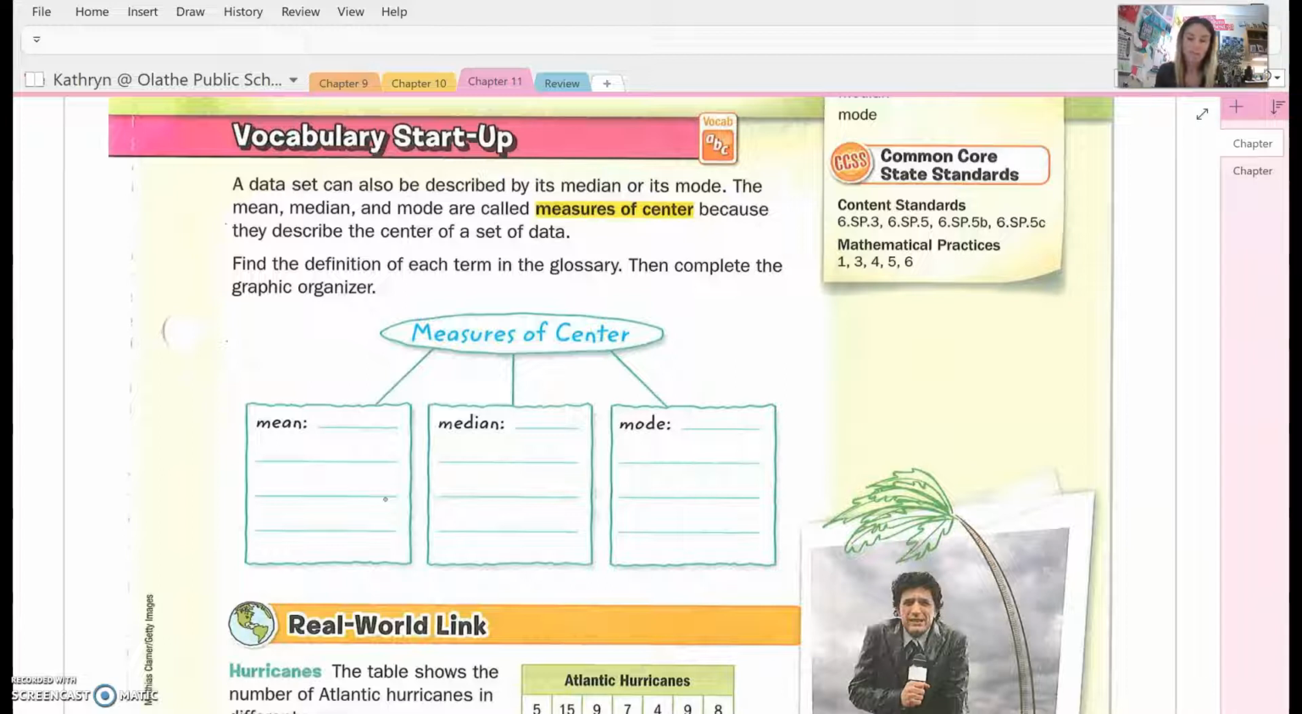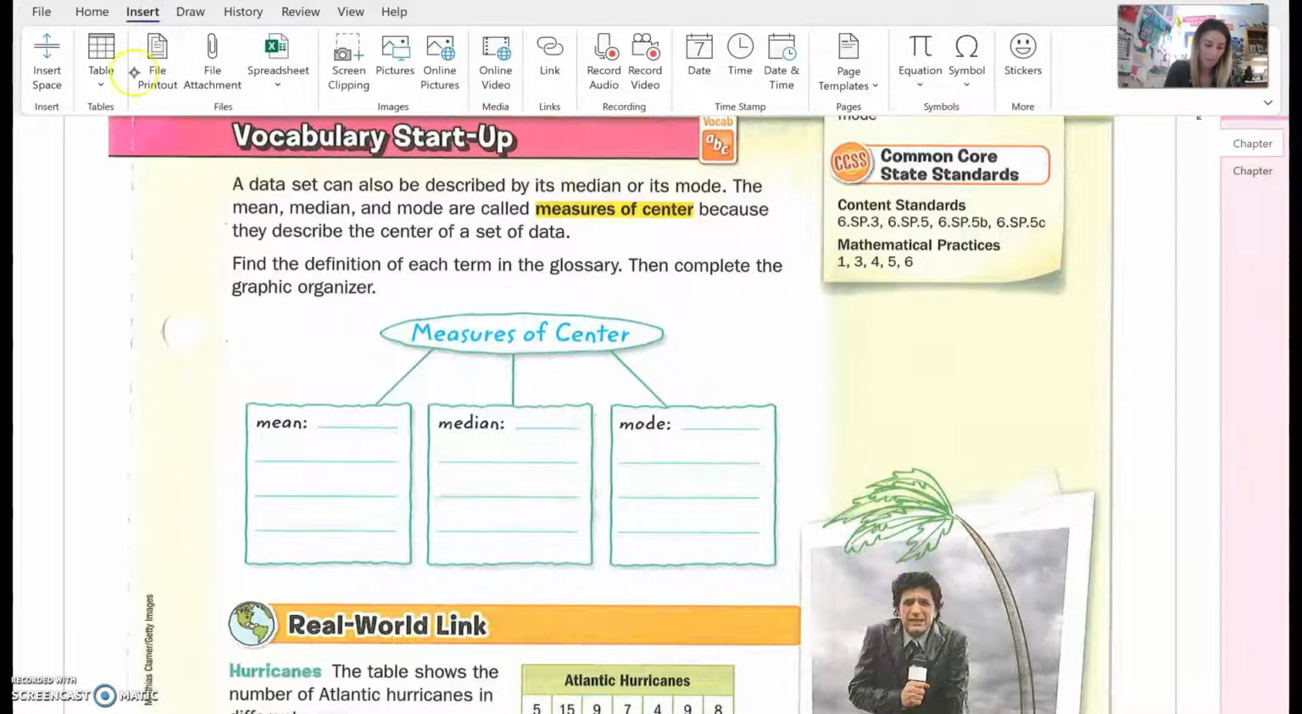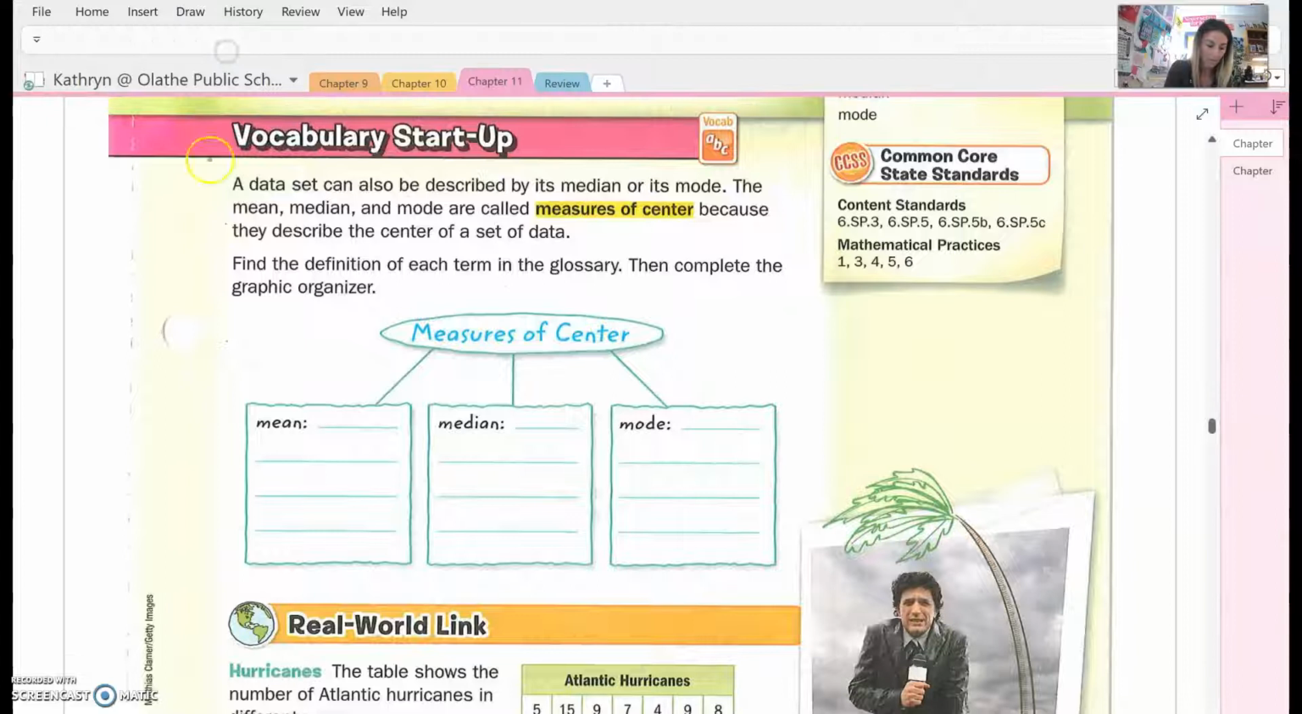We're going to talk about the measures of center. So taking a look at this. Whoops, let me get my pen going here. There we go. All right, the measures of center. A data set can also be described by its median or mode. Yesterday, we talked about mean, which we'll come back to. But now we're going to talk about the mean, the median, and the mode, which are called the measures of center because they describe the center of data. So let's take a look at the measures of center. Again, you have mean, median, and mode.